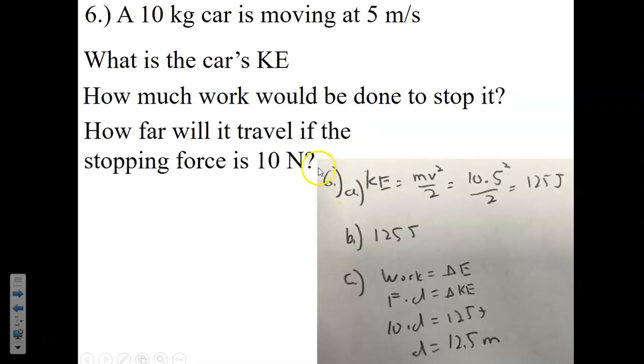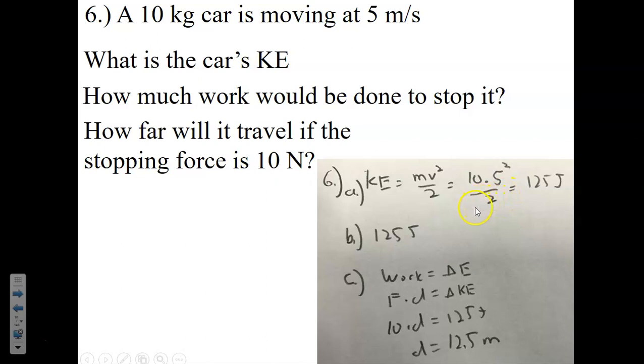So we've got a car that's moving at 5 meters per second. It's 10 kilograms. What's the car's kinetic energy? How much work would have to be done to stop it? And how far will the object travel if the stopping force is 10 newtons? Okay, well, first off, let's figure out the car's kinetic energy. Well, KE equals mv squared over 2, the new equation we just got. So m is 10, 5 is v, and that gets squared, divided by 2, so that's equal to 125 joules. Okay, so the car has 125 joules of kinetic energy.